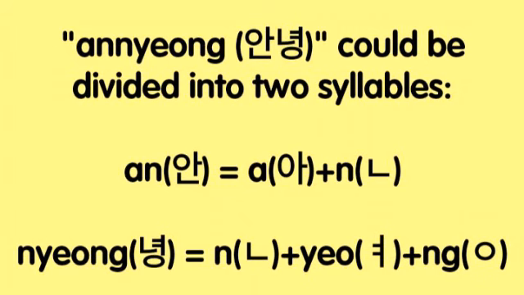An is formed from the combination of the a and niun sound, while nyong is formed from the combination of the niun, yo, and iung sounds. An nyong.